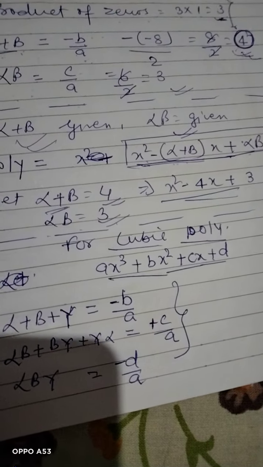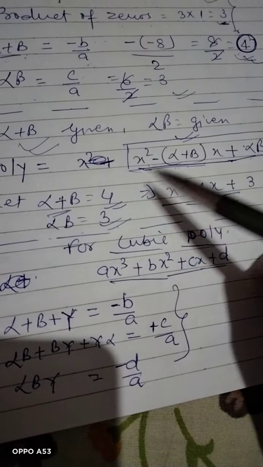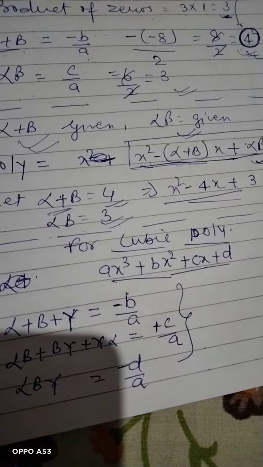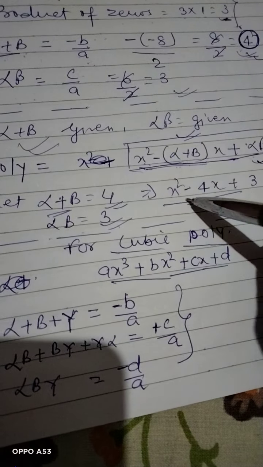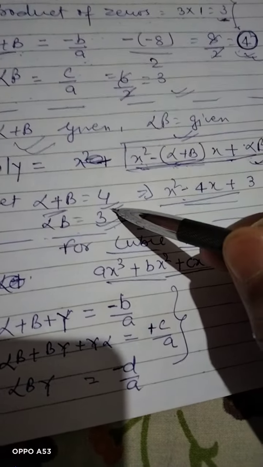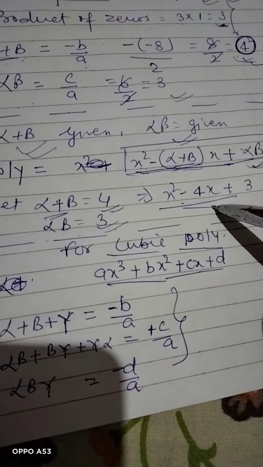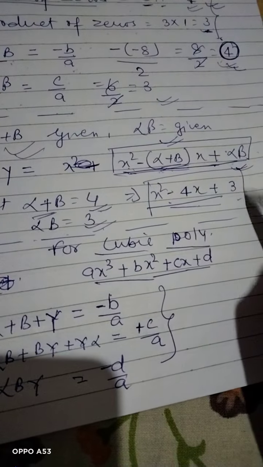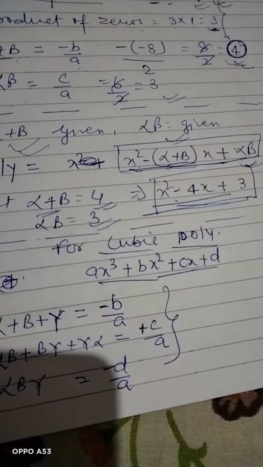So what will happen when we put the sum of zeros and the product of zeros in this formula, we get x square, अल्फा प्लस बीटा के जगह पर मैंने क्या डाला, 4 डाला, तो क्या आ गया मेरा 4x, और अल्फा बीटा के जगह पर मैंने 3 डाला, तो ये मेरा जो बना, ये हमारा पॉलिनोमियल बन गया.